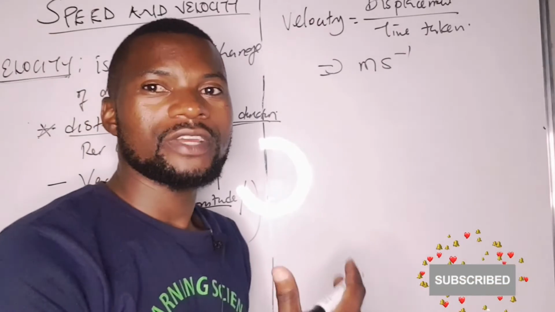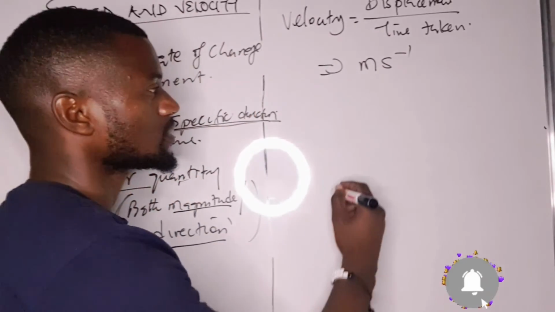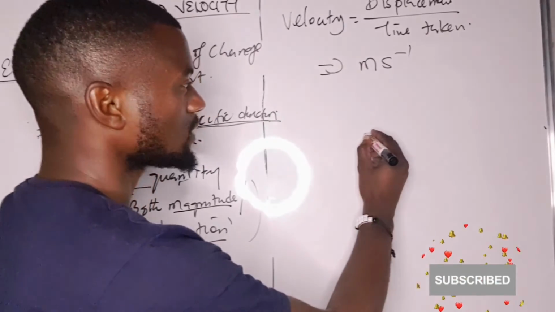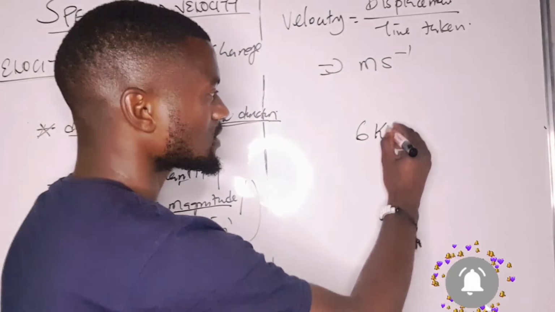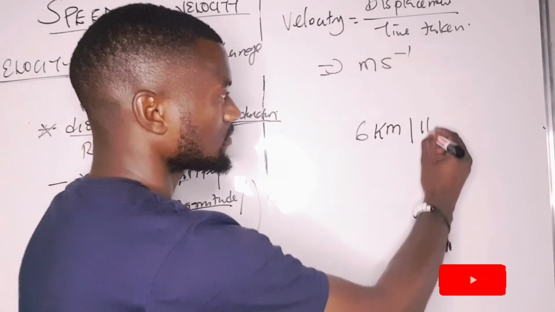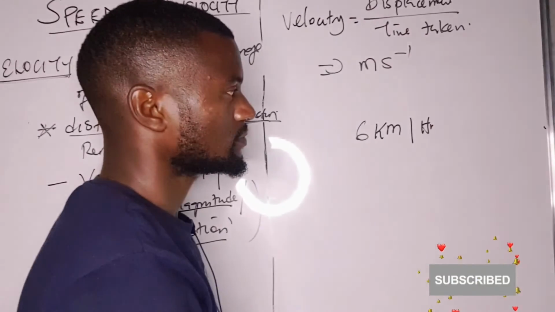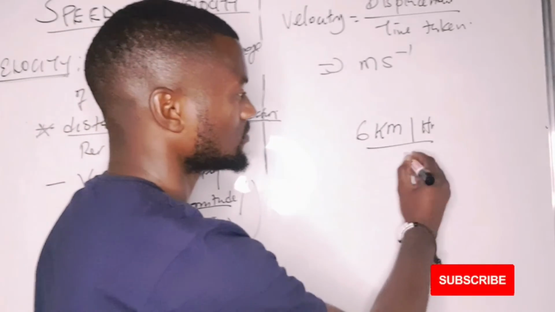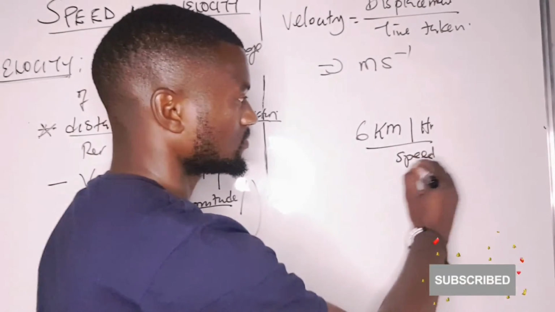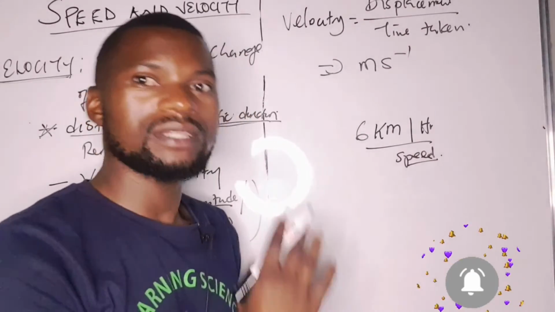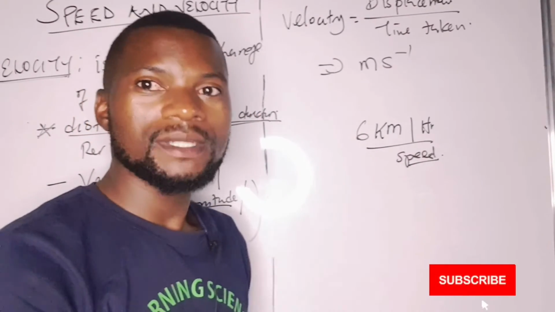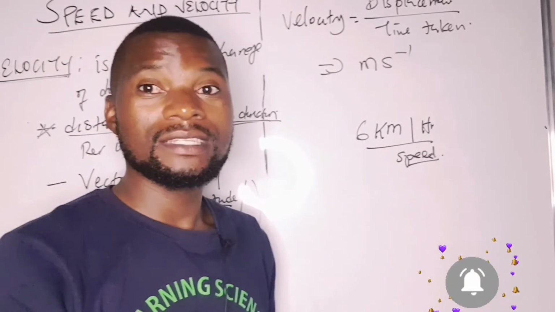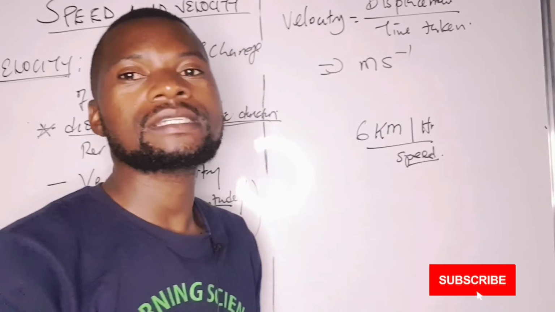So now let's try to differentiate the two. If we have an object moving at 6 kilometers per hour, this is speed. This is the speed of an object. That particular object is moving at 6 kilometers per hour. That is its speed, but not velocity.